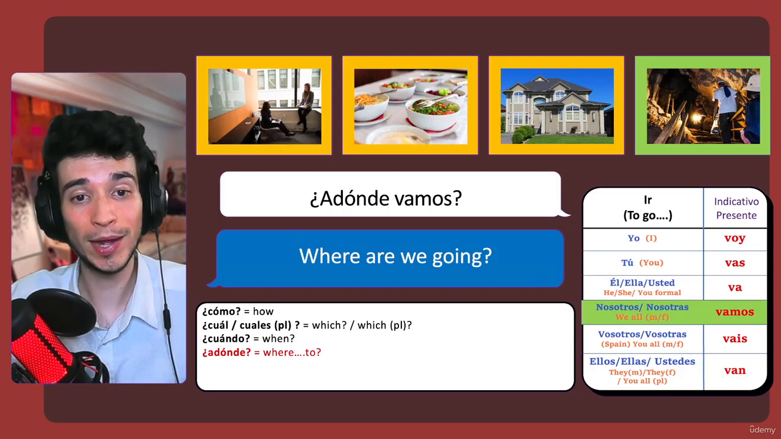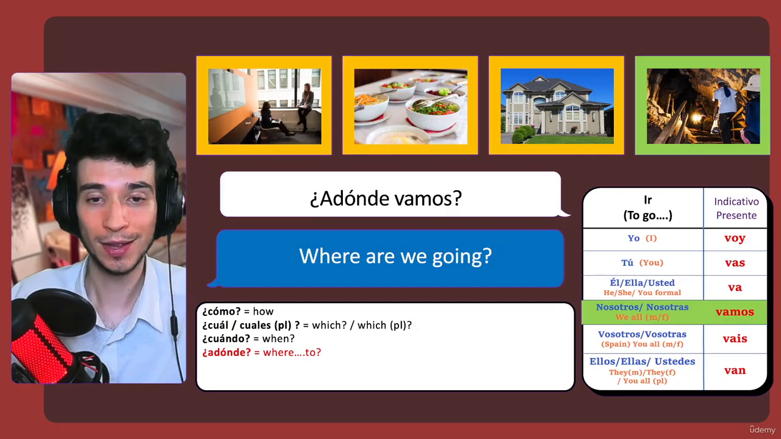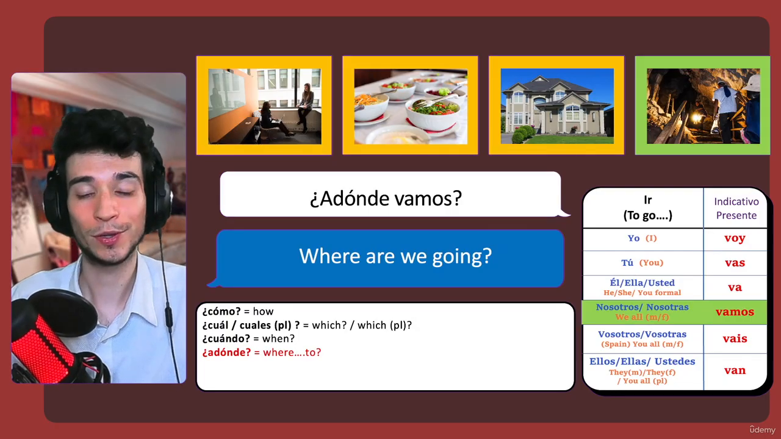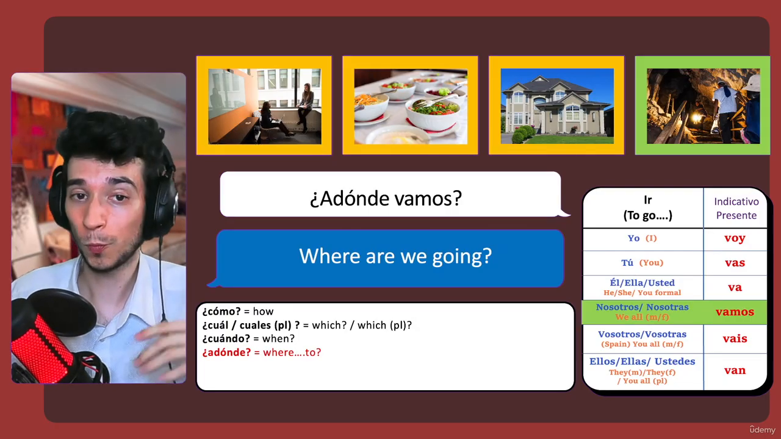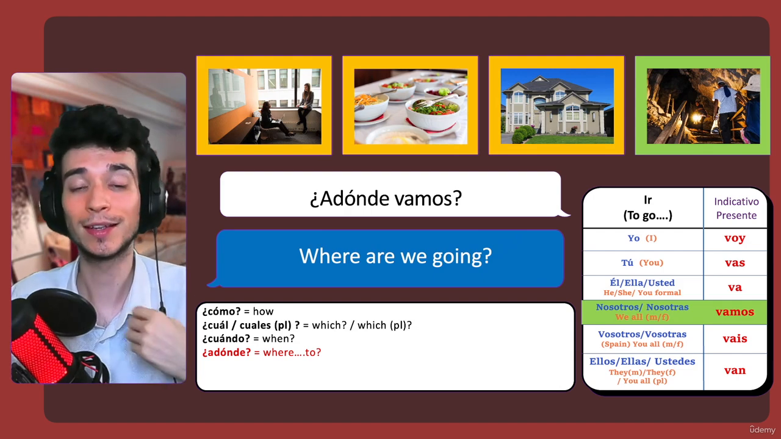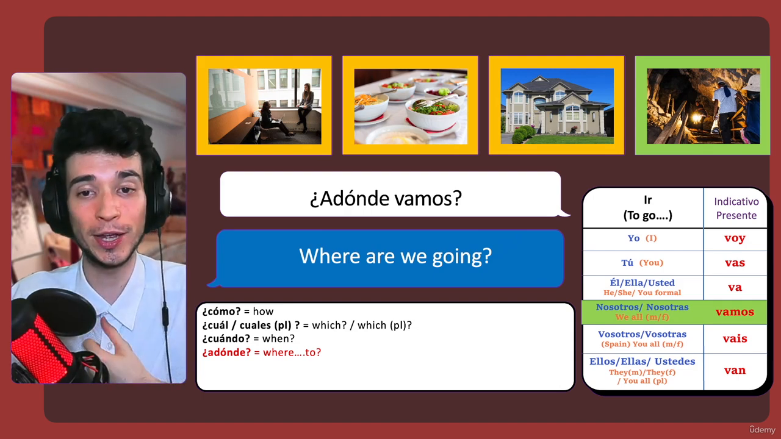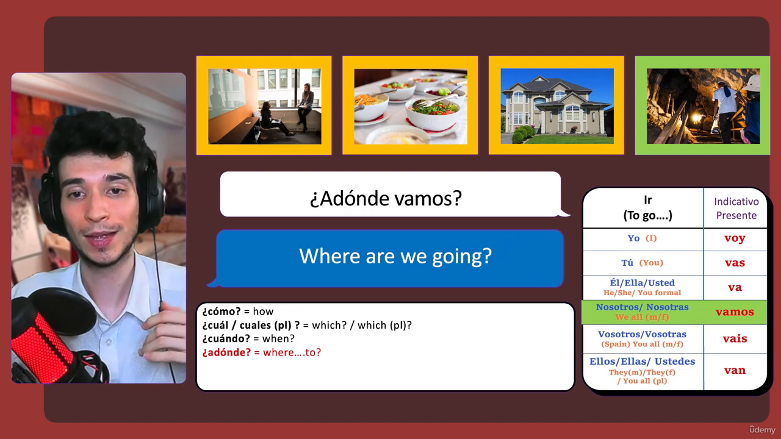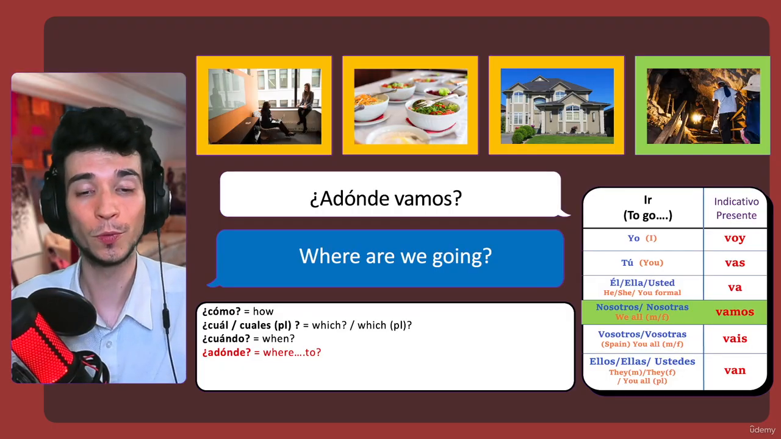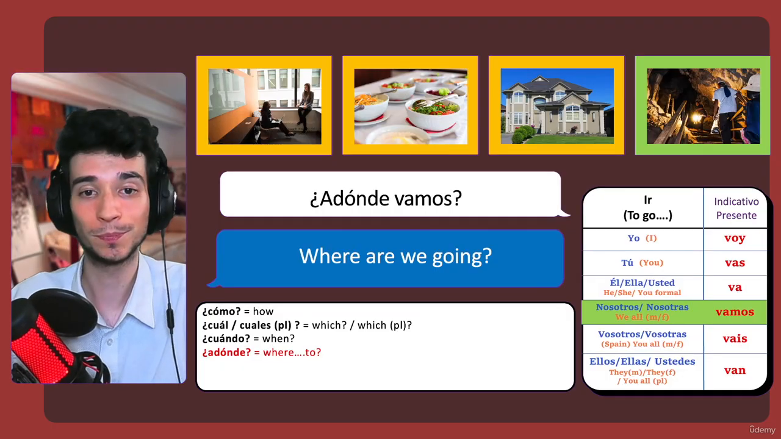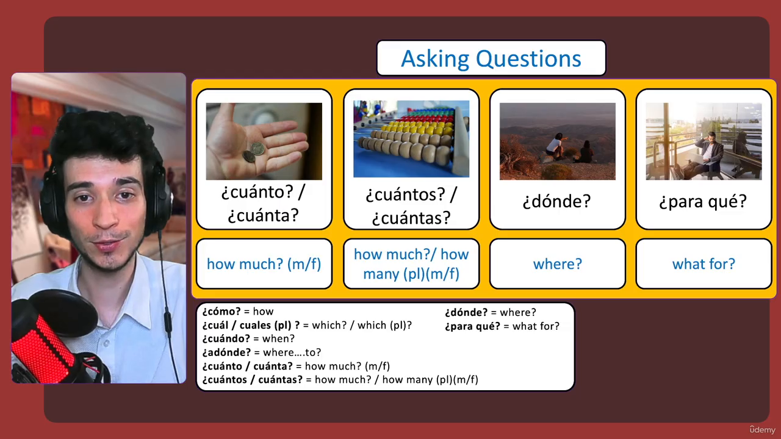¿A dónde vamos? ¿A dónde? Where to? Where are we going? Where are we going to? So basically, vamos is a conjugation of to go. Nosotros vamos, we go. Where are we going? Where do we go? And let's try the next ones.